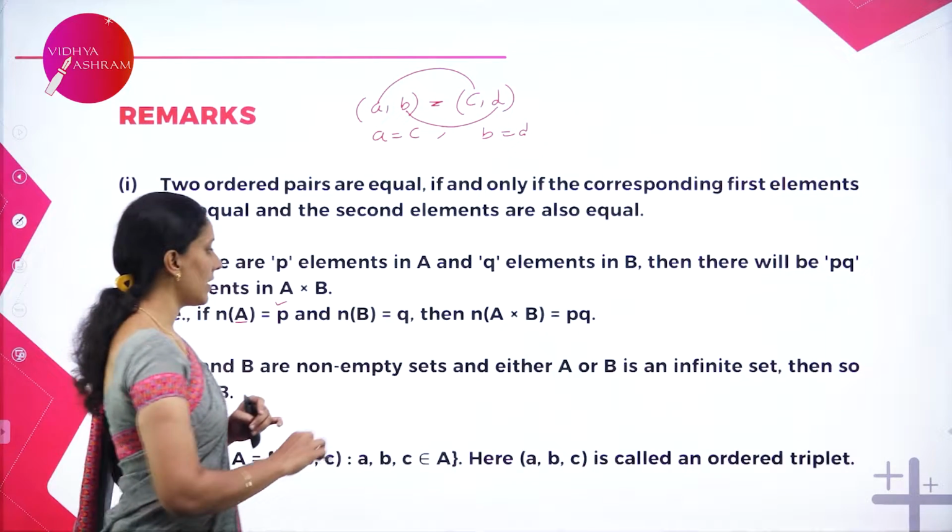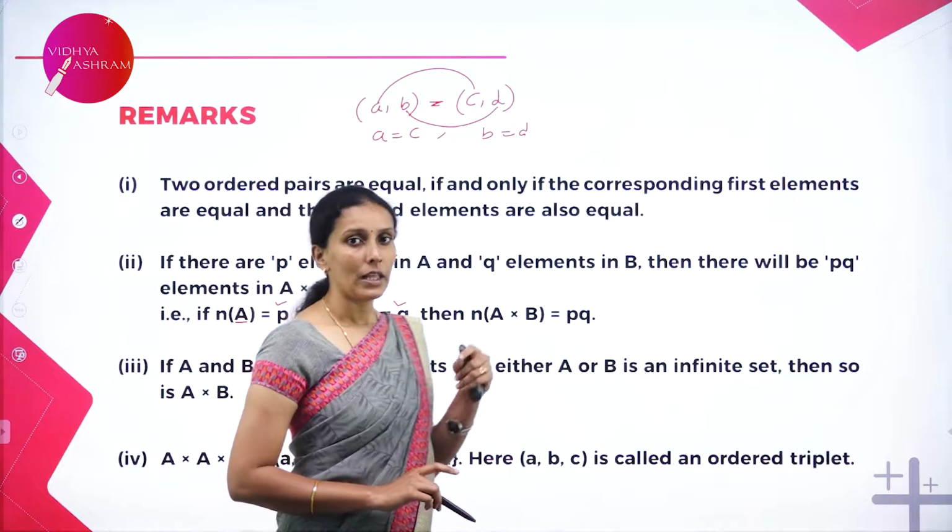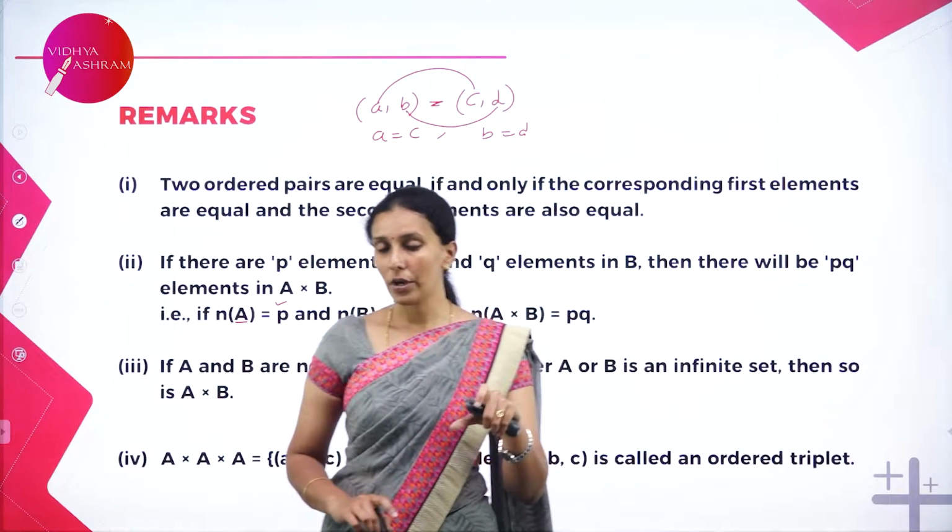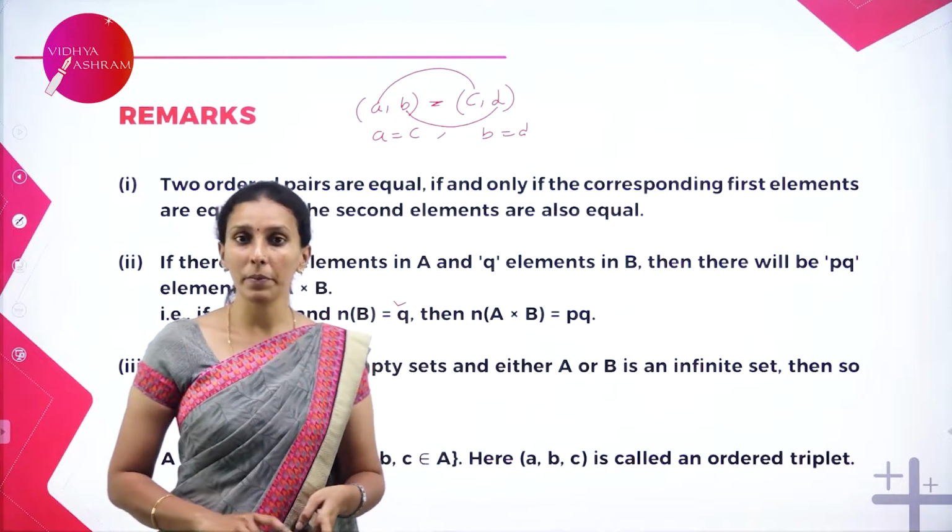There are P elements in set A, Q elements in set B. Then how many elements are there in your Cartesian product? It is again in the product form, P into Q.